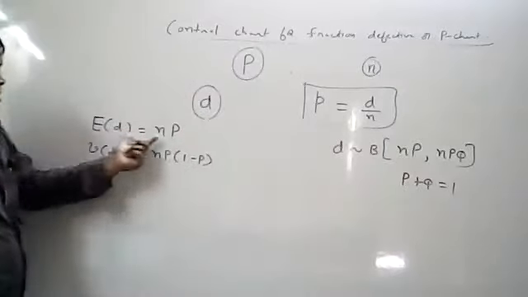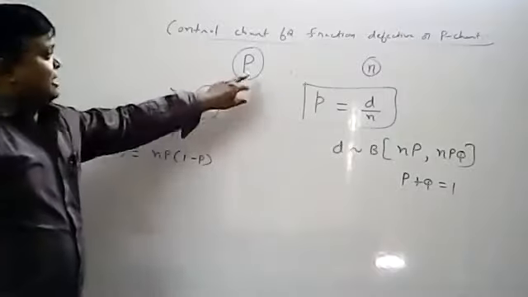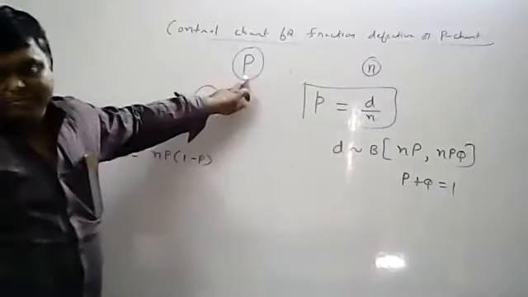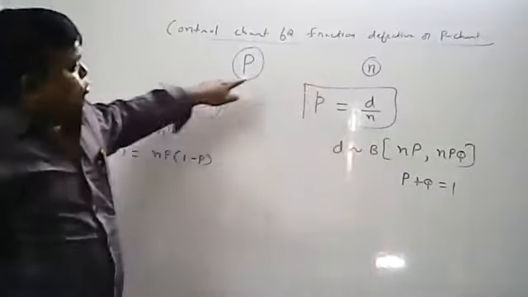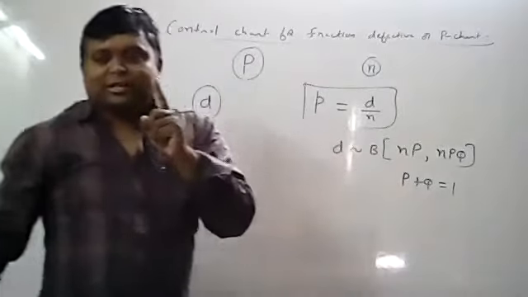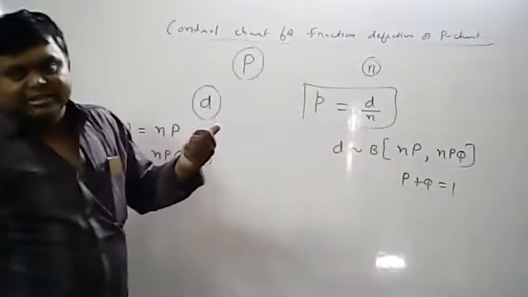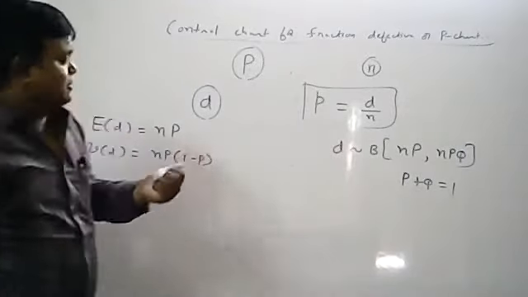So expectation of D is NP and variance of D is NPQ. What are the parameters in the binomial distribution? The parameters are N and P. The N value will be given to you. The only thing you have to calculate is the P value. If I know the P value, I can calculate the Q value.